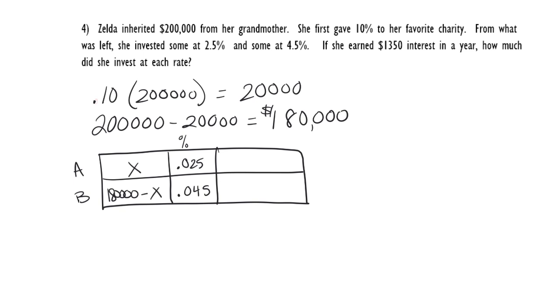Okay, so again, those last columns, all you're going to do is multiply straight across. So it's 0.025X. And this one is 0.045 times 180,000 minus X. And again, from here, we're doing the same thing. This is how much money she made in the first account. This is how much money she made in the second account. We're going to add them together to see how much she was actually investing in that first account to end up with the 1,350. All right, to me, that seems kind of low. I may have to tweak this. I told you, I just made up problems. Okay.